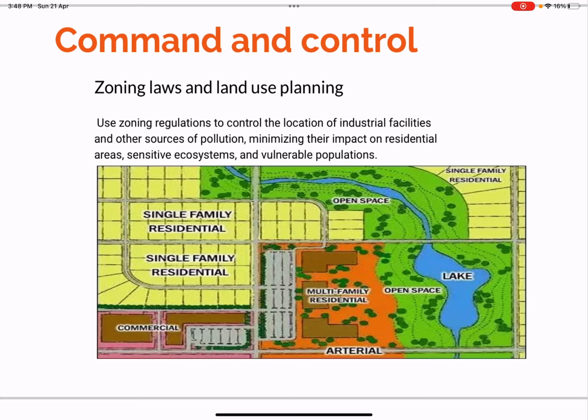And then the government would say that this is a lake or this is a river, and at the coastal regions you cannot build houses. So such kind of regulations are there. They are known as zoning regulations, to control the location of industrial facilities, to control the other sources of pollution, to minimize the impact on residential areas, to minimize the impact on sensitive ecosystems and vulnerable populations. So these are known as zoning laws and land use planning laws, and these are again the government intervention in the form of command and control method to take care of environmental problems.